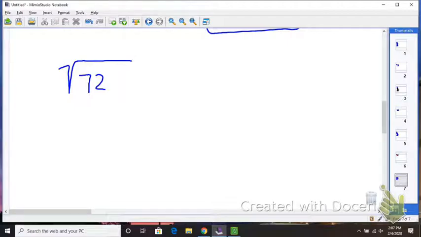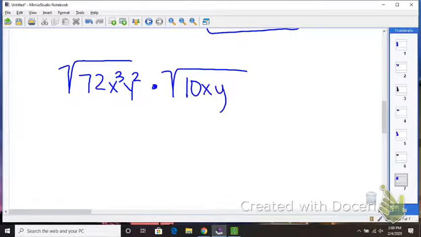So you have the square root of 72 x to the third y squared times the square root of 10 x y cubed. Okay, so everybody write this down and put this together.